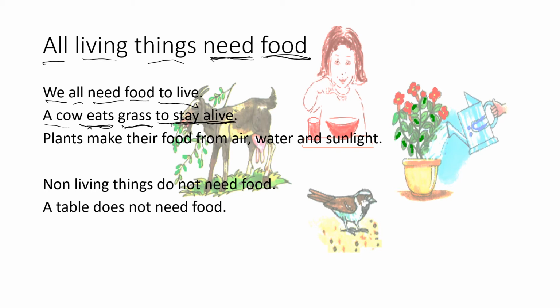Plants make their food from air, water, and sunlight. So how do the plants make their food, children? They use air, water, and sunlight to make their food. So let's read out the spellings over here. M-A-K-E, make. T-H-E-I-R, their. F-O-O-D, food. A-I-R, air. Water. Sunlight.